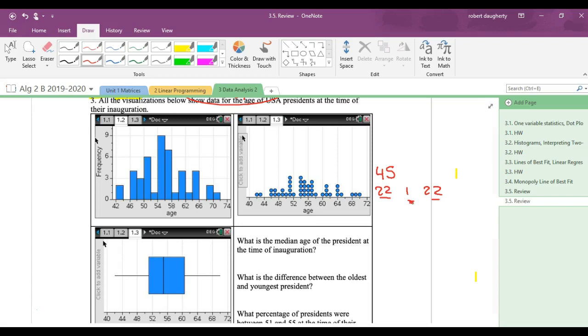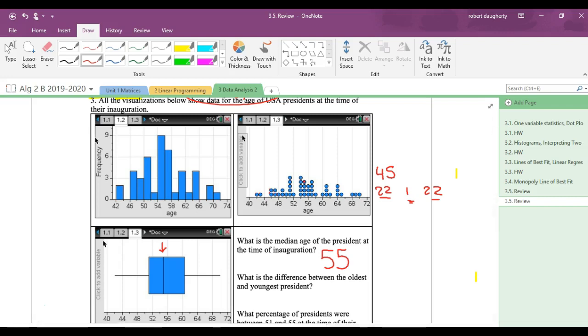Or I could just look at this box plot, this middle line right here. That is the median. So if you look at it, this is 52 and that's 54. So the median looks like to be 55. Okay. And like I said, you can count up dots. 1, 2, 3, 4, 5, 6, 7, 8, 9, 10, 11, 12, 13, 14, 15, 16, 17, 18, 19, 20, 21, 22, 23 falls on 55. Okay, so 55 is the median.